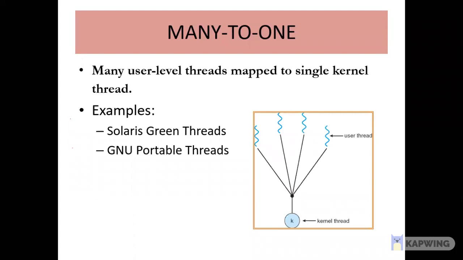The first multi-threading model is many to one. Here many user level threads map to a single kernel thread. In the diagram you can see user threads 1, 2, 3, and 4, while only one kernel thread is there. This is many to one mapping. Examples are Solaris Green Threads and GNU Portable Threads, in which more than one thread is in user space and only one is in kernel space. So this mapping is many to one.